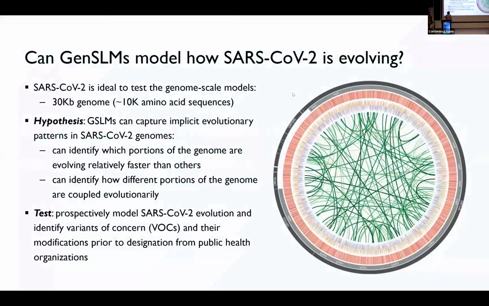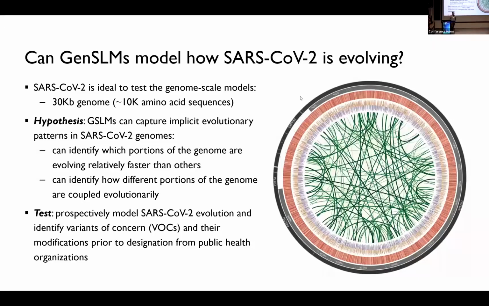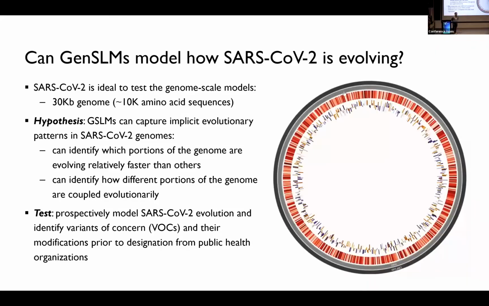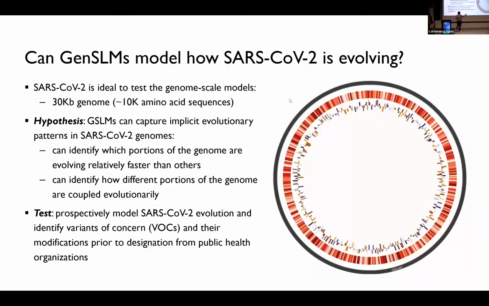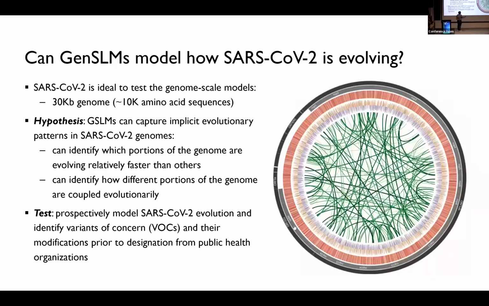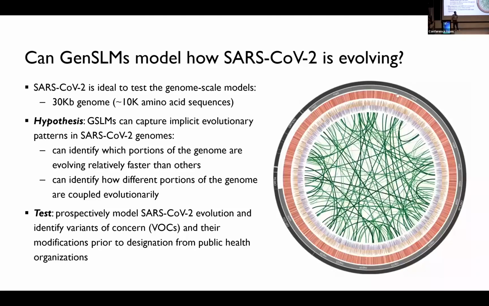Okay. So the idea behind using GenSLMs was basically to see if we could test these genome-scale models on 30 kilobase pair genomes, which corresponds to roughly 10K amino acid sequences, right? And the hypothesis that we wanted to test was whether the GenSLMs can capture implicit evolutionary information in the SARS-CoV-2 genome. So we wanted to identify which portions of the genome are evolving relatively fast. And we also identified what portions of the genome are coupled. So each of these are individual codons that are present in the genome. And the lines that you see are basically coupling that you observe in the evolutionary history of the data.